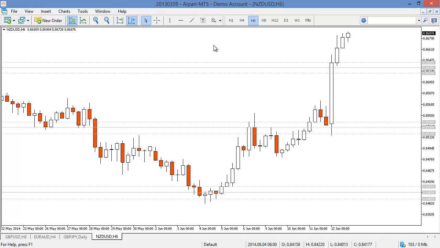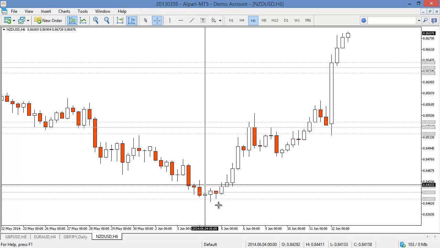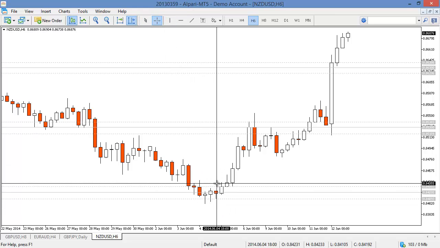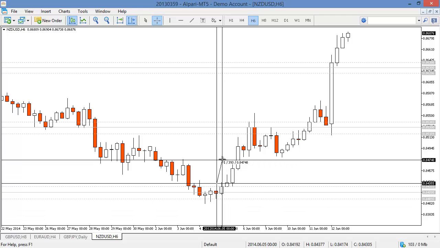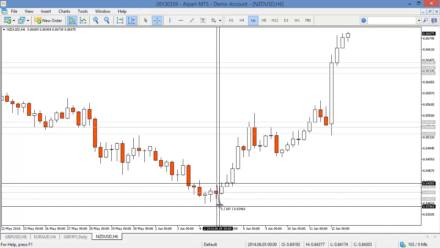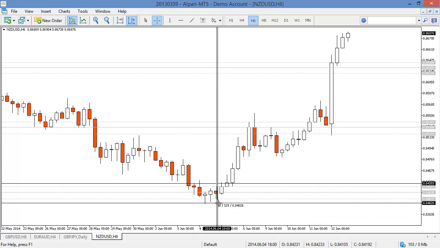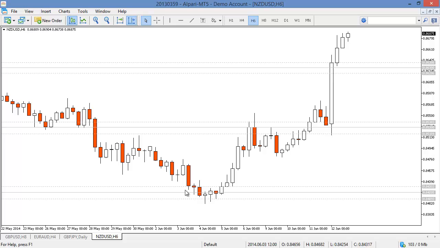It depends. Wait, let me see. So the entry here would have been 84.35 stop loss. Yeah, you could possibly have entered here. You are right about that. It is possible that you could have entered here. And had you entered here, you would have definitely been stopped out.